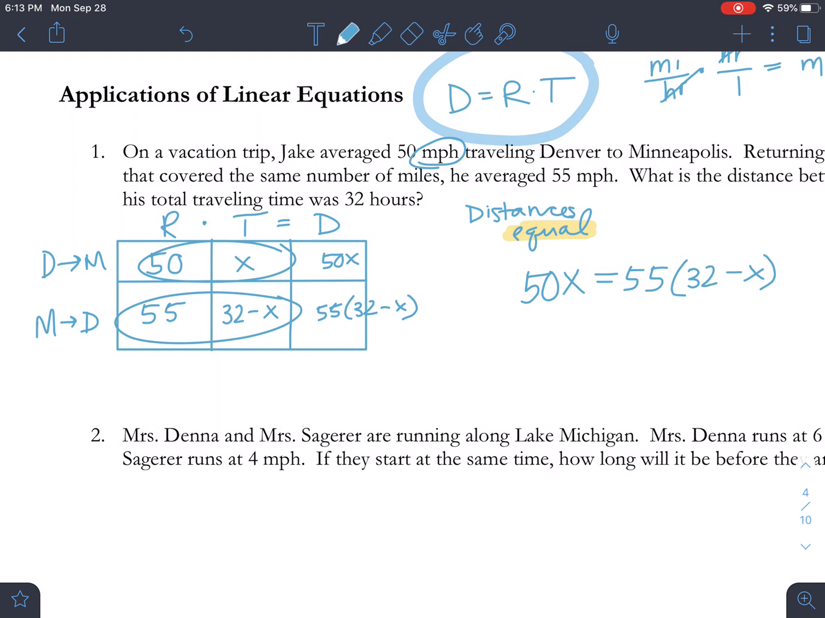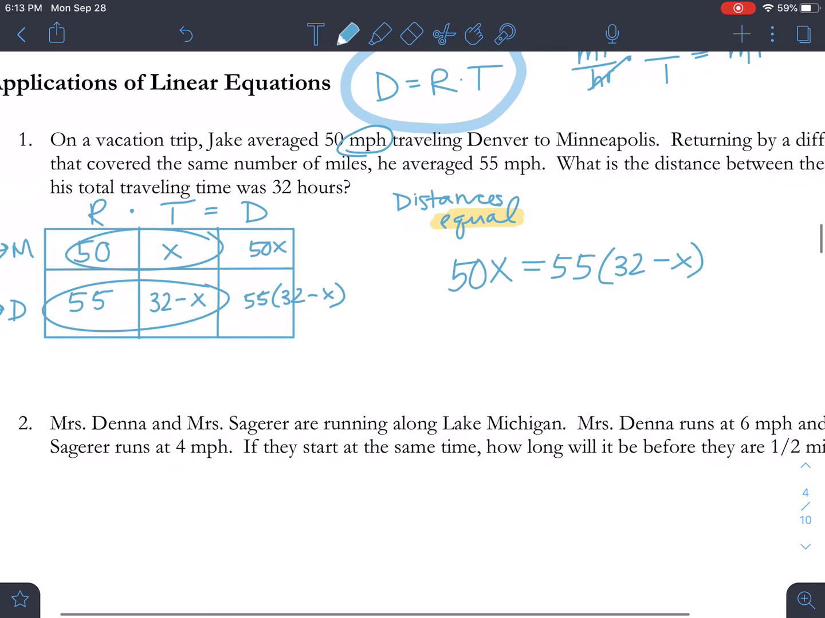So that's what we're going to do when distances are equal. Basically, you do rate times time is equal to the other rate times time. It might be two different planes traveling the same distance. It could be the same person going back and forth, like this situation. And then we're just going to solve for x. So we get 50x equals 1760 minus 55x.